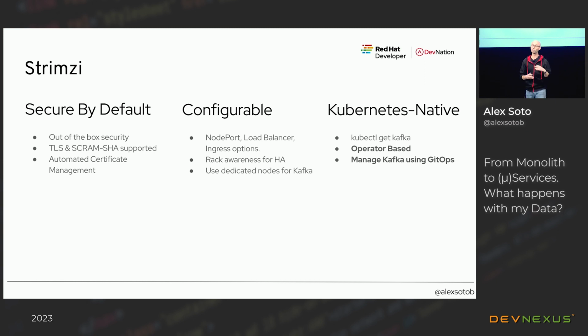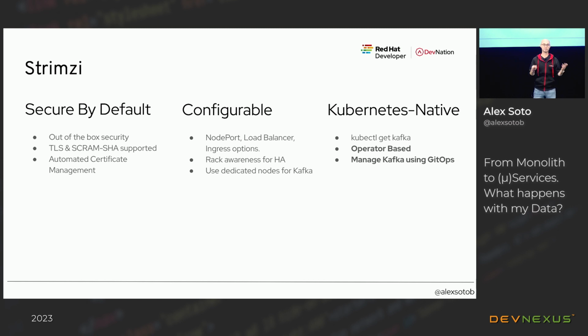It lets you configure, for example, things like rack awareness or dedicated nodes for running Kafka, so you can set it to run Kafka just on these nodes and not on the other ones. It also lets you choose the kinds of Kubernetes service you might want to use, like NodePort, LoadBalancer, ClusterIP, and so on. And what is really important is that you manage your whole Kafka cluster using YAML files.